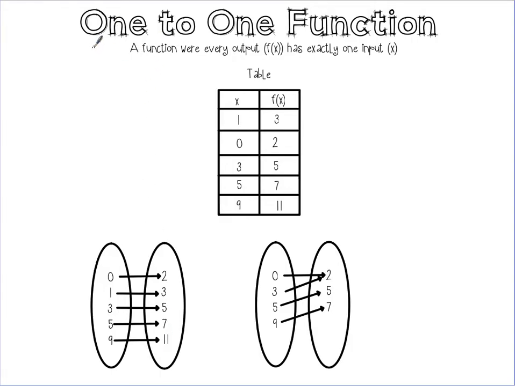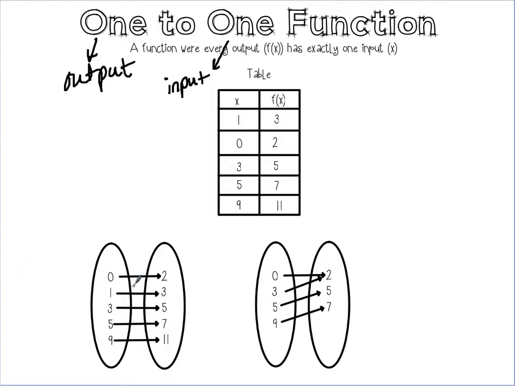So every one output has exactly one input. So to be a function, every input has to have only one output. But in order to be a one-to-one function, it has to be that every input has its own output and every output has its own input.